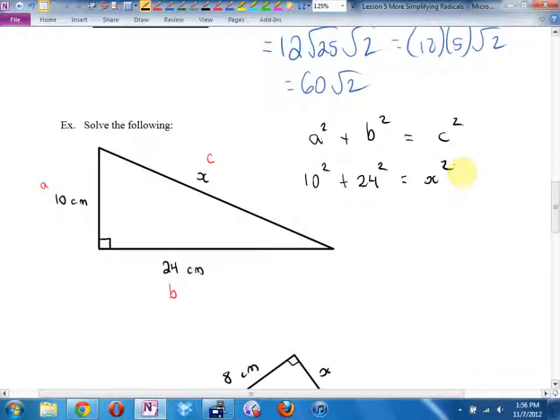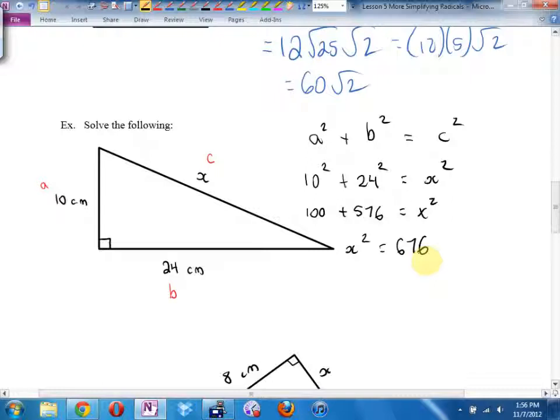Hey, what is 10 squared? I can do that in my head. What's 24 squared? 576 equals x squared. So I think what we're saying is that x squared equals 676?